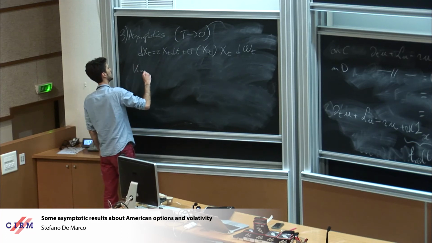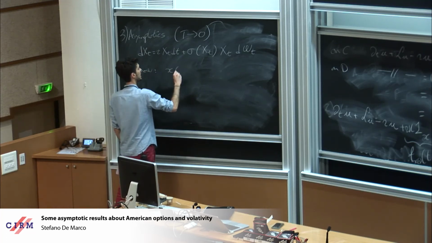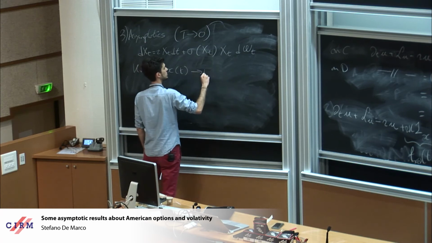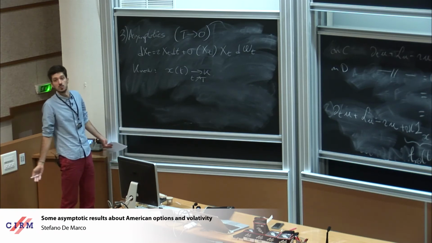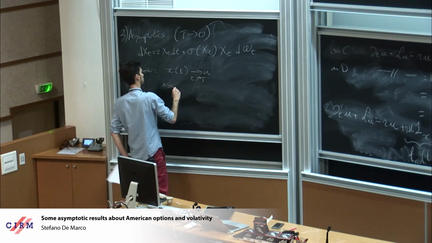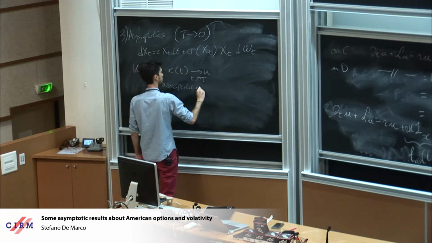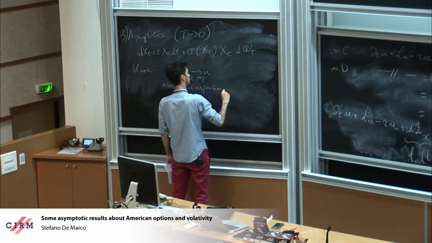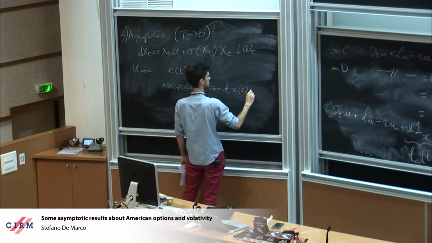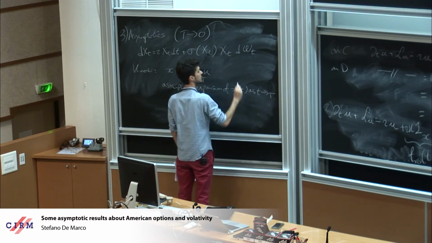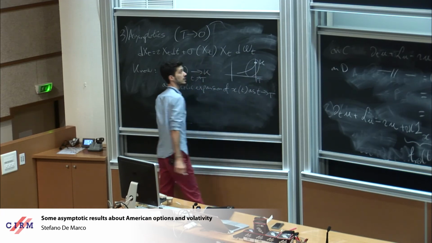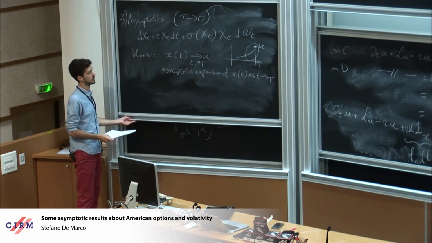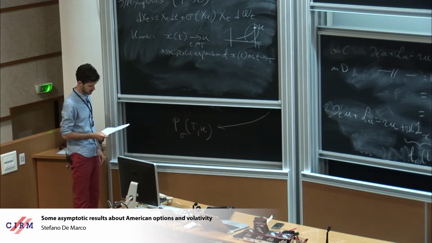So what we know about this exercise boundary x is that it tends to k, okay? What we want to know is more. We want to have a whole asymptotic expansion of x_t as t goes to capital T, okay? Which means that for this function here that I drew, we want to know how it behaves here, okay? We want to refine what is known on its asymptotic behavior, okay?